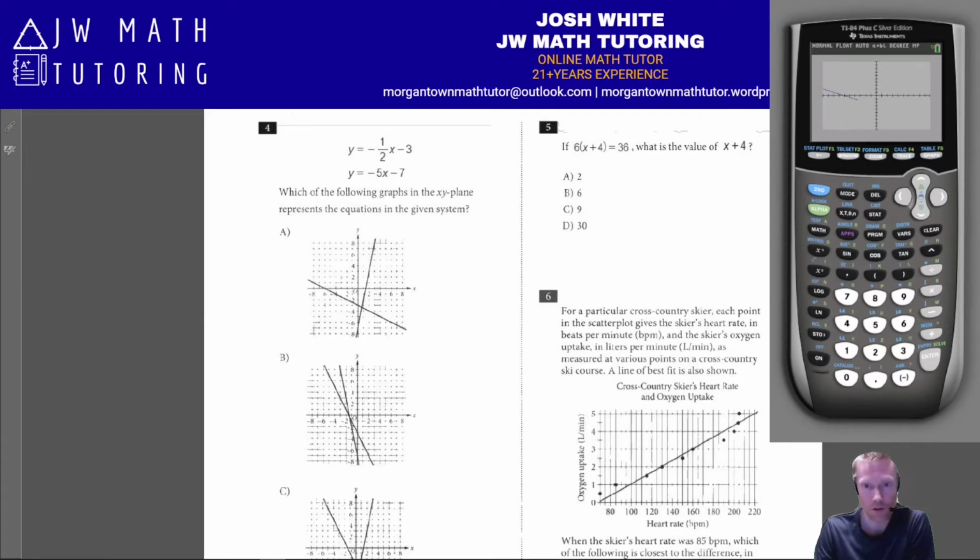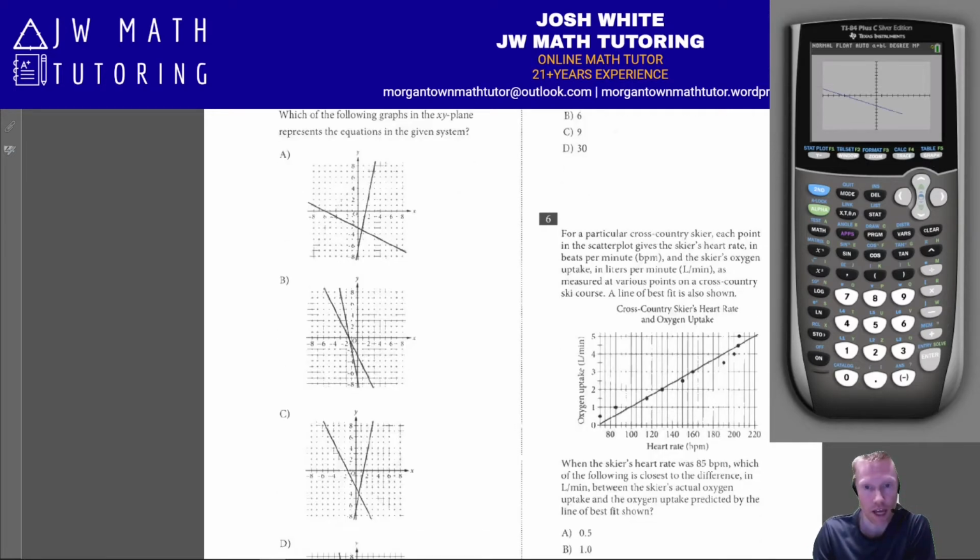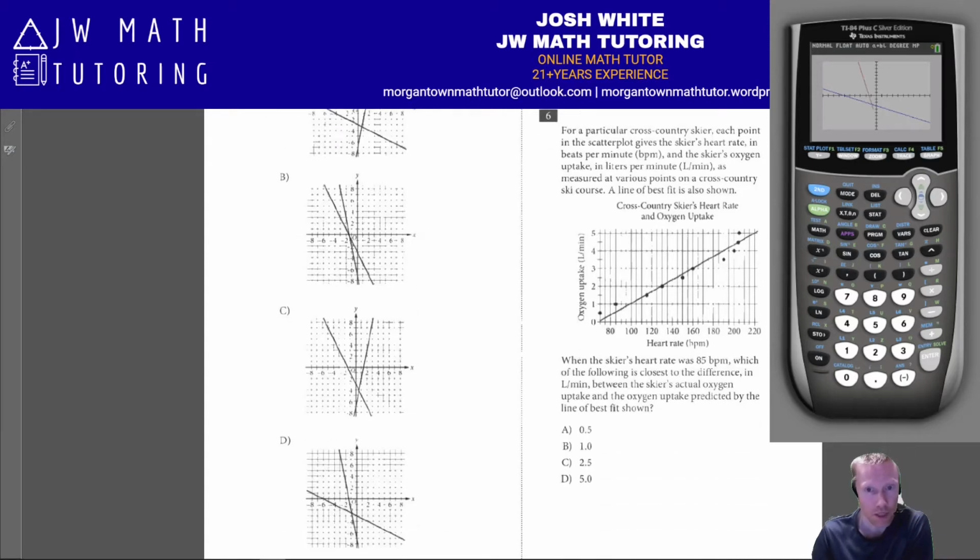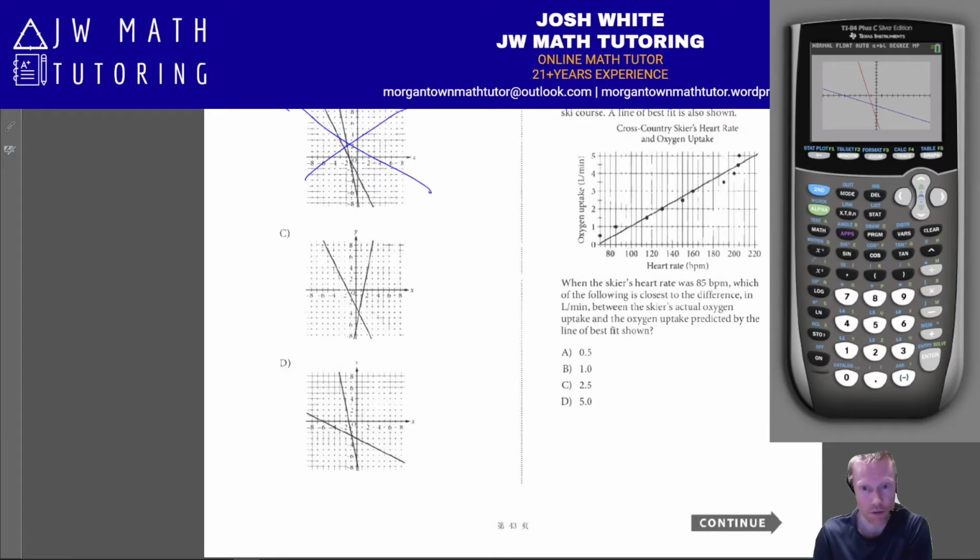All right, so let's redraw on the graph. If we go down through A, looks like a possible match for the first line. B, we do not see anything that looks like that, so we can get rid of that. Same thing with C, we don't see anything that looks like that. And D, we do have a possible match.